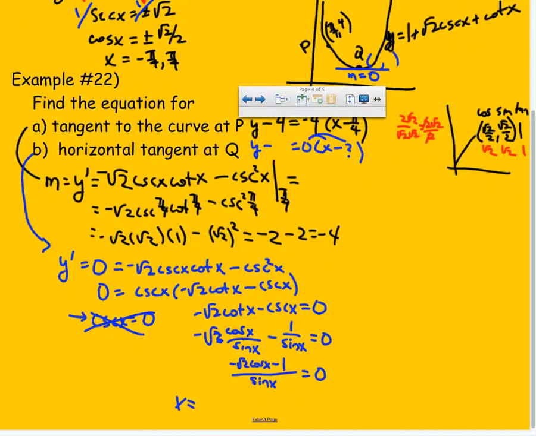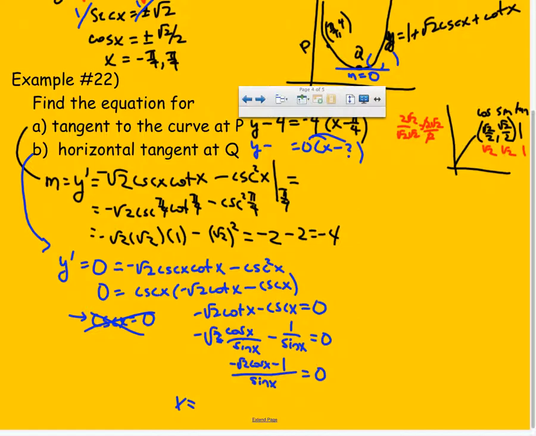What does this say? It says negative square root of 2 cosine x minus 1, over sine of x. It says a fraction equals 0, right? Isn't that what it really says? Some crazy fraction equals 0. How can a fraction equal 0? The only way a fraction can equal 0 is if the top is 0. The bottom can't be 0, that's no good. But if the top equals 0, that'll work.